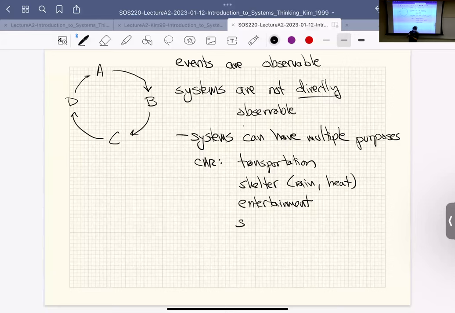It's a storage system as well. So it's a storage device. You can put stuff in the trunk. You know, where did I leave that thing? Or I left it in the car. So you can have multiple functions.